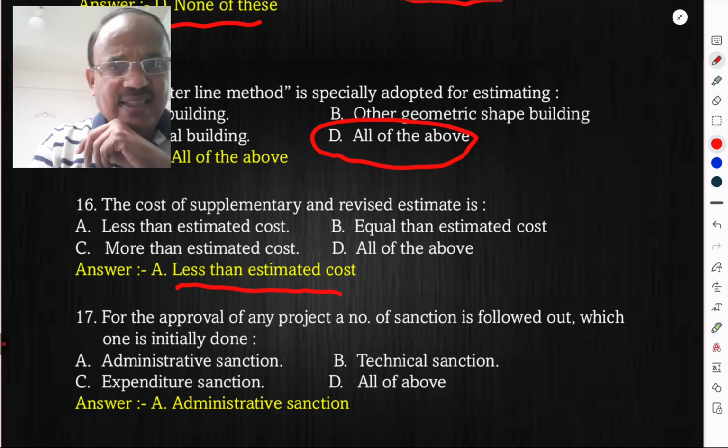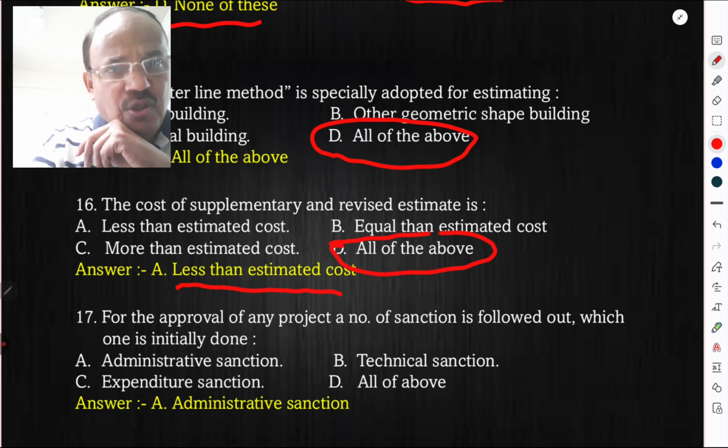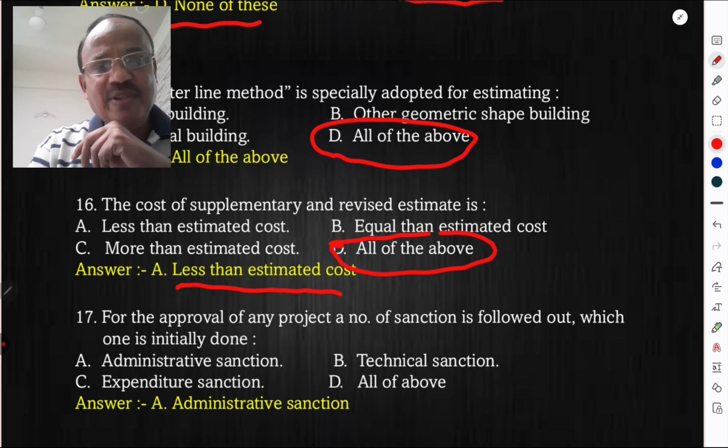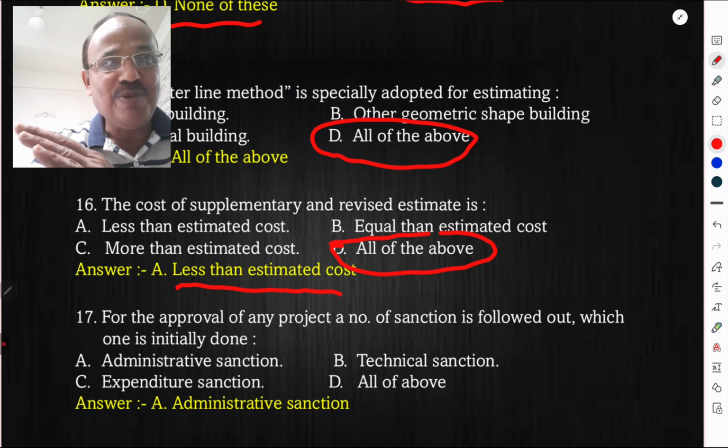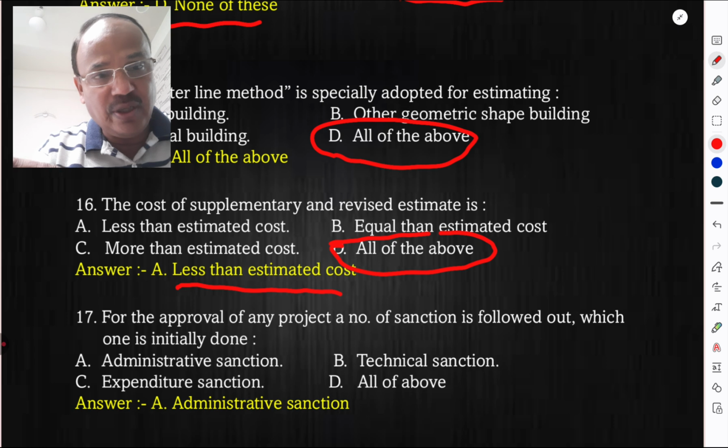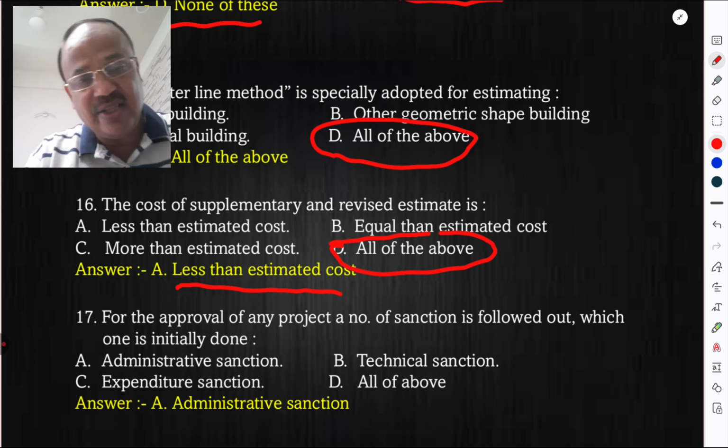But I think that it is not the correct answer. The correct answer is all of the above, because revision is required for the estimate when probable cost is less or probable cost is more. In such cases, D is the correct answer.